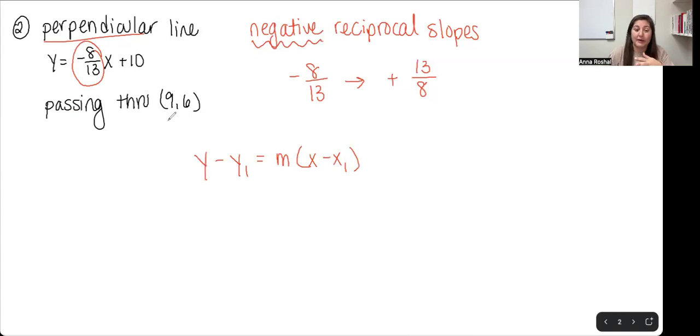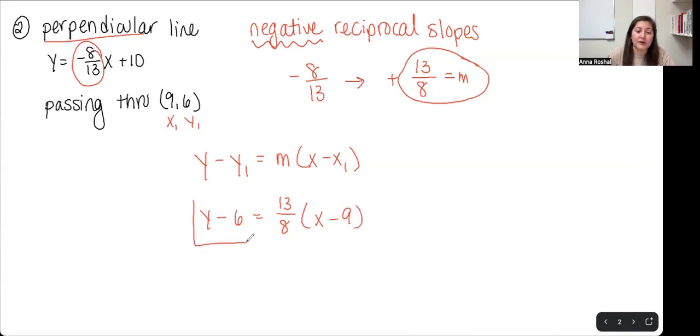And then I can go ahead and leave this. So I know that this is going to be my new slope, right? This whole business here. And I kind of don't even need the positive. That's fine. And this will be my x1, y1. So I'm going to go y minus 6 equals 13 over 8 times x minus 9 and call it good.